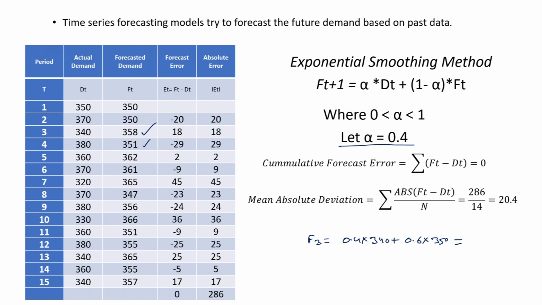And what you are finding here, this is a good number, we have selected 0.4. Based on that I am finding there is no bias, there is no cumulative forecast error. The value of the cumulative forecast error is 0, and the mean absolute deviation is 20.4. So, that way we can find that this method is also good, though it has a high mean absolute deviation.